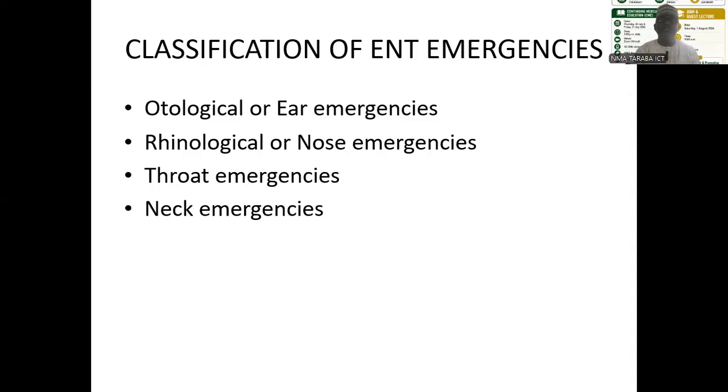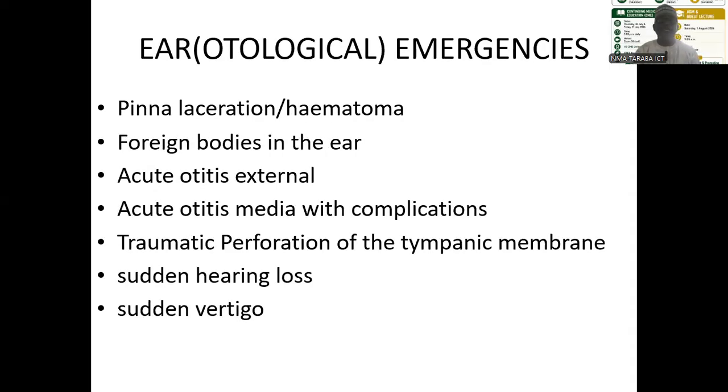Classification of these otorhinolaryngological emergencies, as I've mentioned earlier: those that are of otological origin, that is the ear, those that are of rhinological origin, that is the nose, and those that are from the throat and neck. This is how we can group them. So for the ear emergencies, we think of pinna laceration and hematoma, foreign bodies in the ear, acute otitis media with complications, traumatic perforation of the tympanic membrane, sudden hearing loss, and sudden vertigo.